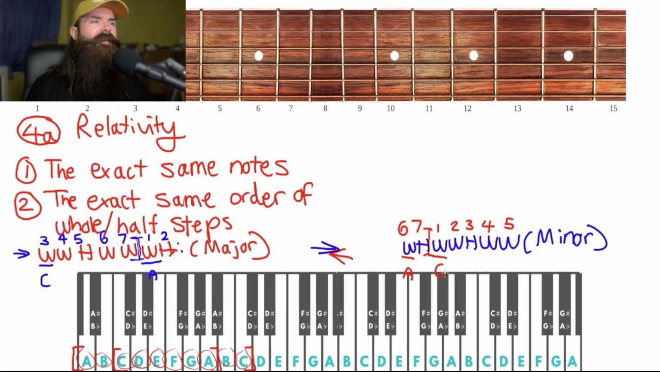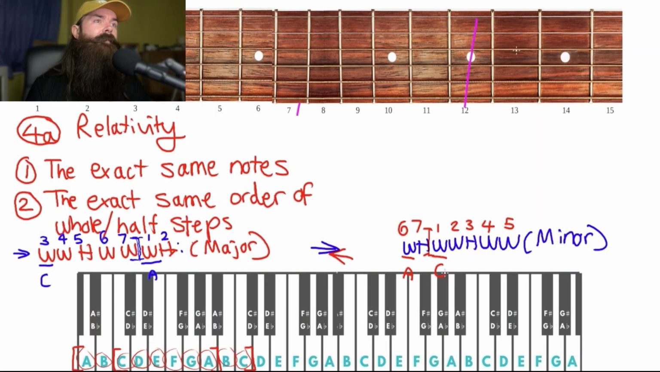So in terms of, let's say, the guitar, let's say I wanted to play an E major scale. So what I'm doing is drawing my major bar chord over here on the 12th fret, which happens to be E.